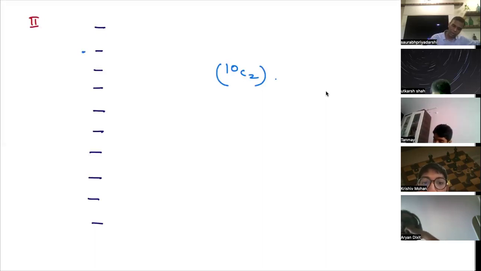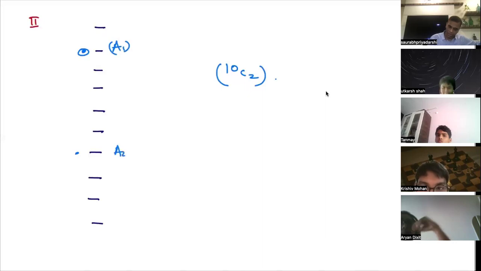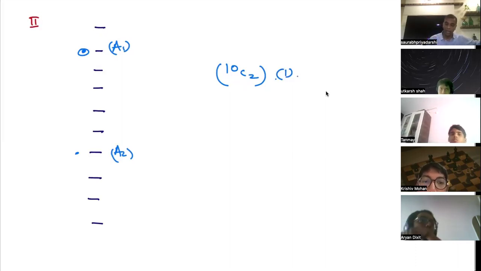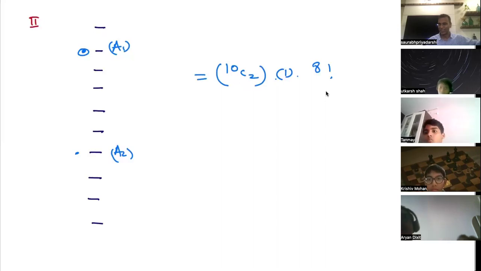I'm selecting this position and this position. So one position is always ahead of the other, right? The first position I'm giving to A1 and the second position I'm giving to A2, which means I'm arranging this in one way. A1 will always be ahead of A2, right? And all the other 8 can sit in factorial 8 ways. Is this okay? I guess this is better than the last one, right?